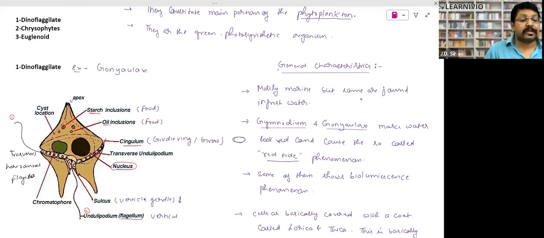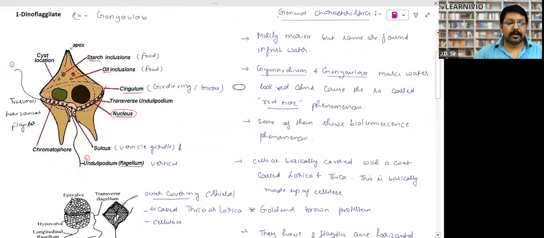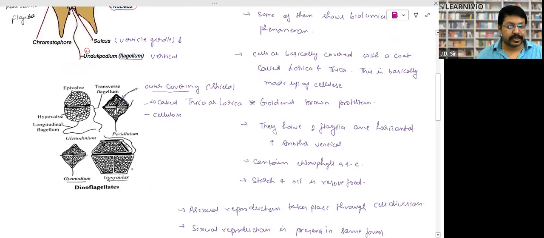What is their general characteristic? They are mostly marine, meaning most of them are found in sea water or ocean water, in salt water. But some are found in fresh water. Very few of them are found in lakes and rivers where sweet or soft water is present. Second, there are two examples of dinoflagellates, Gymnodinium and Goniolex. The diagram of both cells is here. This is Goniolex, and this is Gymnodinium.